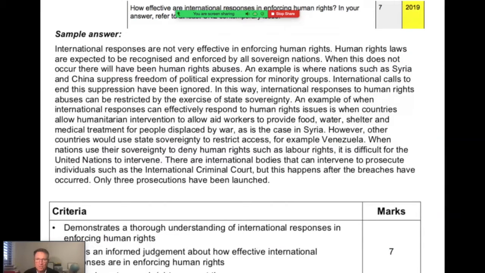But as you can see in this answer, we have specific references to cases such as in Syria and China. We're using legal terms such as state sovereignty. We're talking about the criminal court. We've got specific legal facts, specific examples. In the marking criteria, you can see at the bottom, it talks about demonstrating a thorough understanding of international responses. So general wishy-washy answers won't cut it for a 7 out of 7 mark here. Our judgment must be informed, which means I make a judgment, but the judgment has supporting evidence. My judgment is informed by the evidence presented. Okay, so the marking criteria is, if you look at the past papers and the criteria give you an indication of the level you have to go to in order to achieve the full marks in these questions.